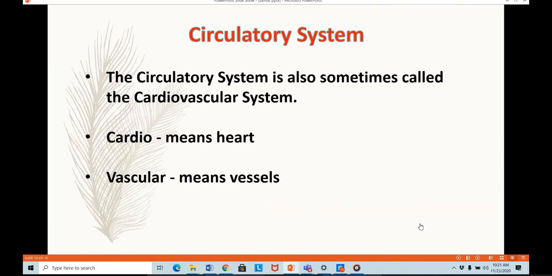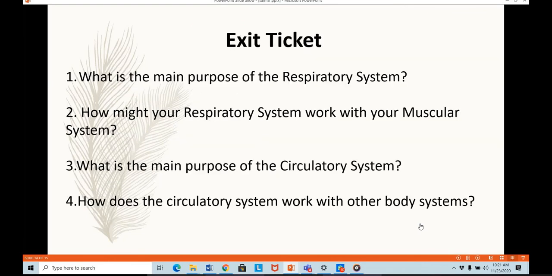The circulatory system is also sometimes called the cardiovascular system. Cardio means heart, vascular means vessels.